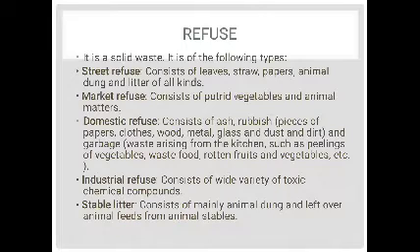Industrial refuse, which is again a big industry itself, consists of a wide variety of toxic chemical compounds. Stable litter consists mainly of animal dung and leftover animal feeds from animal stables.